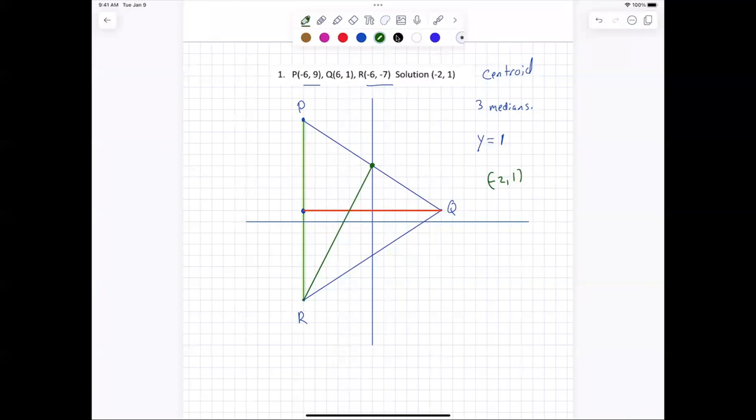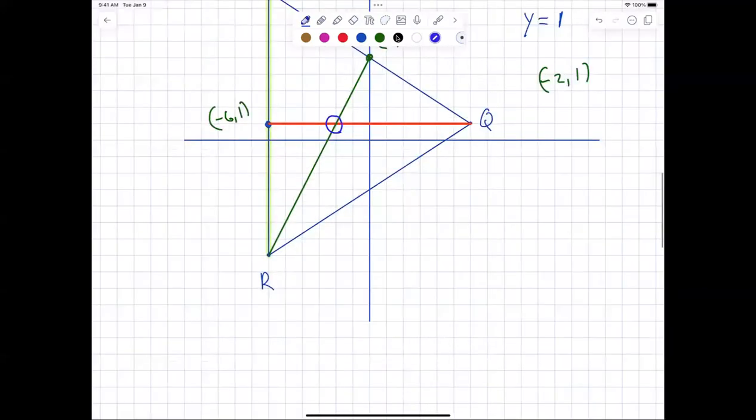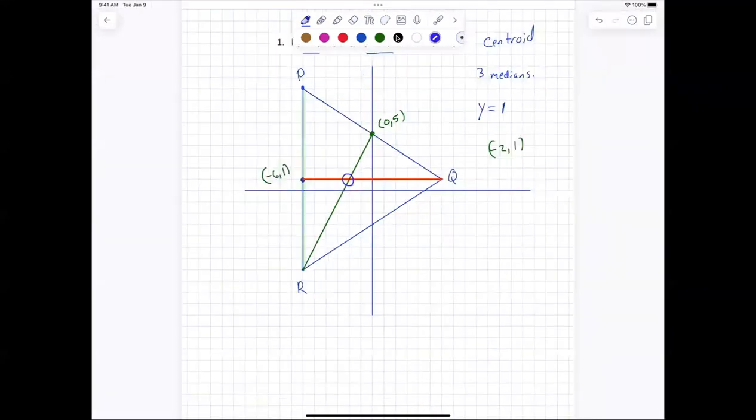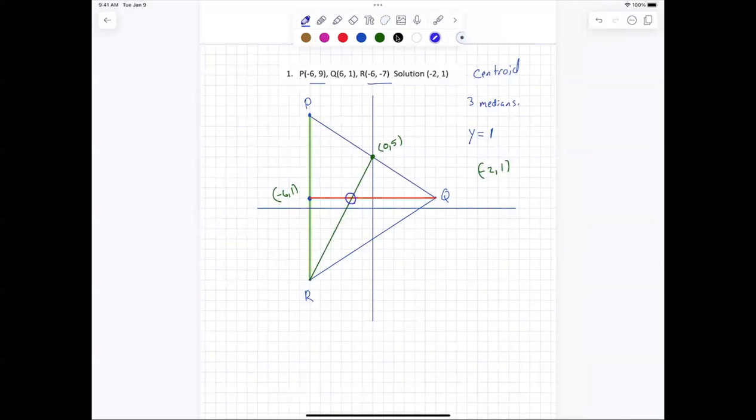So does everybody agree the midpoint for PQ was 0, 5? This point right here was 0, 5. This point right here was -6, 1. Now, all I need to know was the point of intersection. I think that's the point of intersection because it turned out so nicely. But let's find the third line just to be sure. So I need someone to tell me, or everyone calculate, what the midpoint of RQ is.